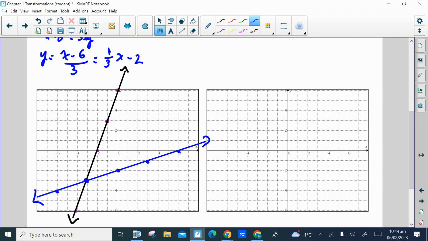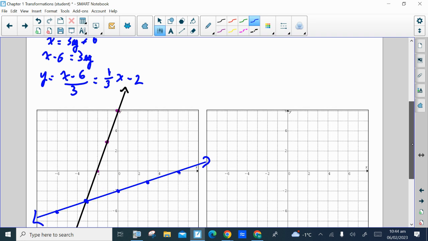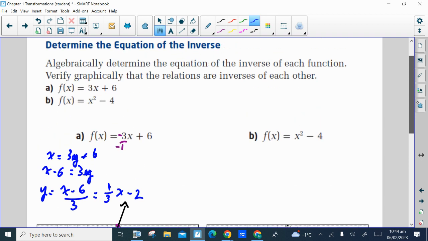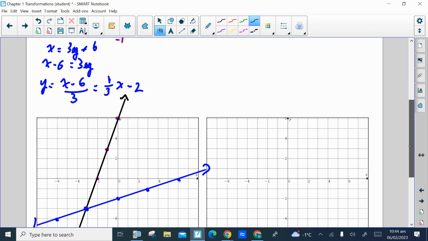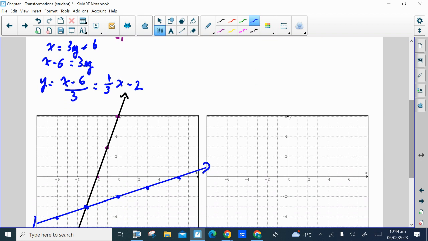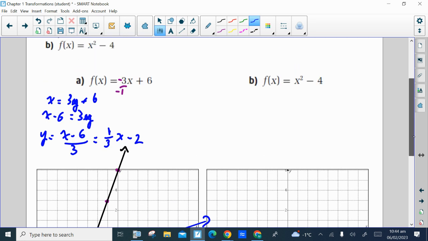And they are reflections about the line y equals x. The invariant point, there is one there at -3, comma -3. It is on the line of reflection. And we can verify just by taking some points on the original graph and switching them around. The point 0, comma 6 became 6, comma 0. That works. The point -1, comma 3 becomes 3, -1. That's on there. So on.